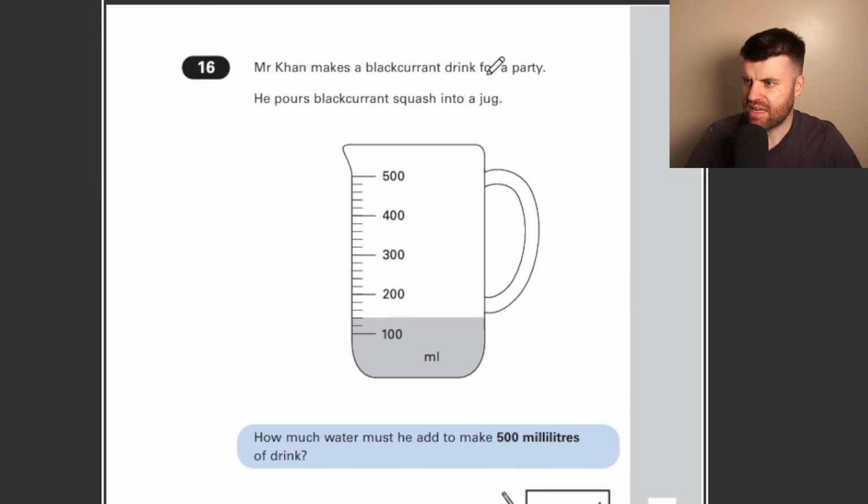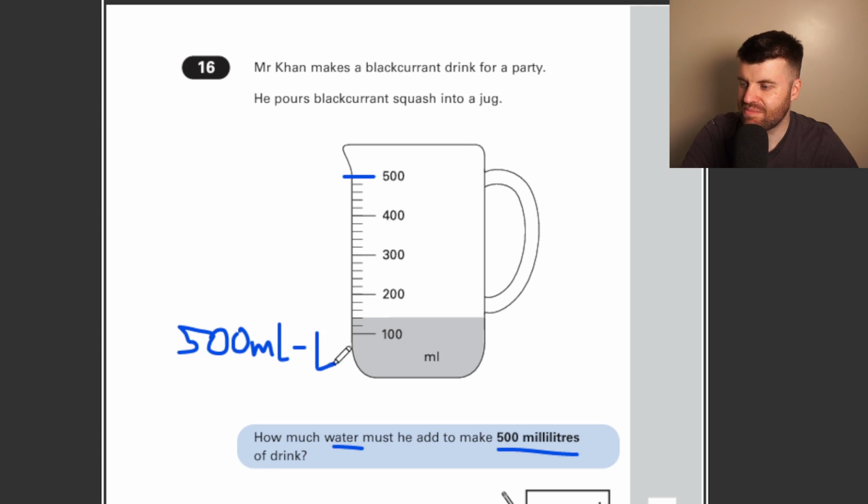Mr. Khan makes blackcurrant drink for a party. He pours blackcurrant squash into a jug. How much water must he add to make 500 ml? So we want to get to 500. So we're going to do 500 ml, which is the total we want. We're going to take away something, and we need to be left with what's left in the jug.